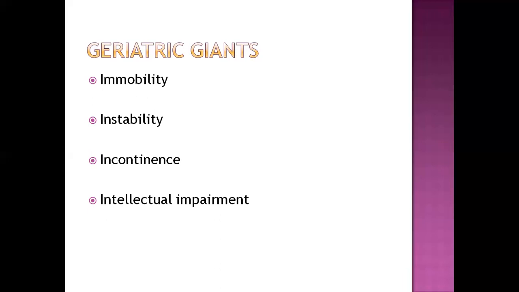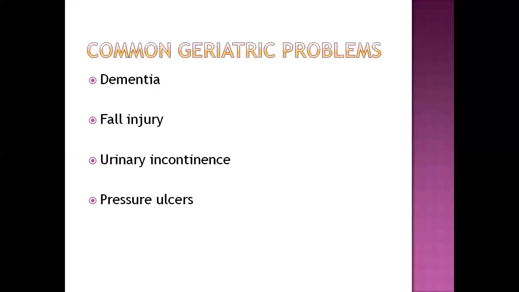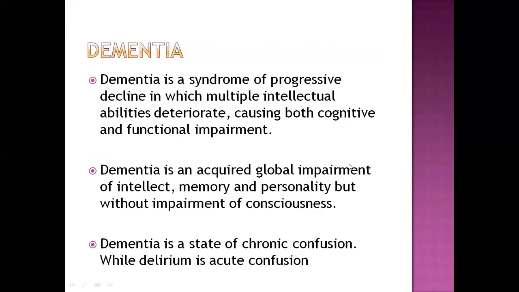Next is intellectual impairment. Decision making, reasoning, memory, association. These all might be disturbed in a geriatric patient, which results in intellectual impairment. Common geriatric problems that we are going to discuss are first of all dementia, which will be today's topic. After that, urinary incontinence, which might be there in a previous video. Fall injury and pressure ulcer will follow this video. Let's get started with dementia.